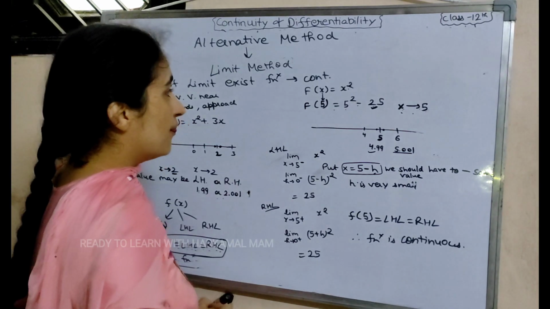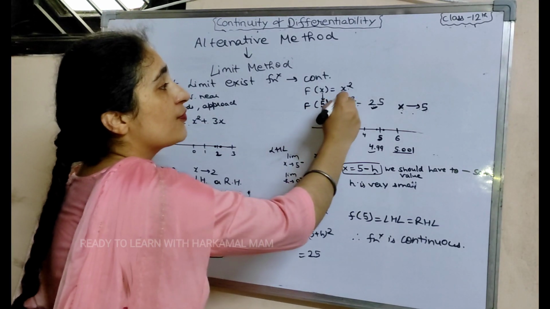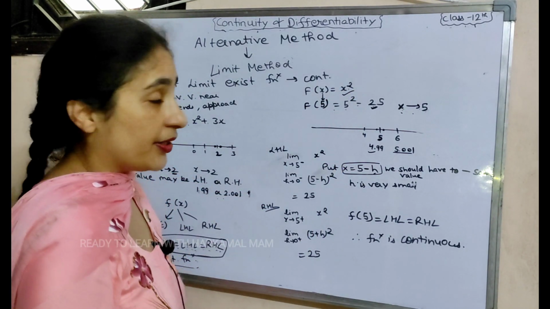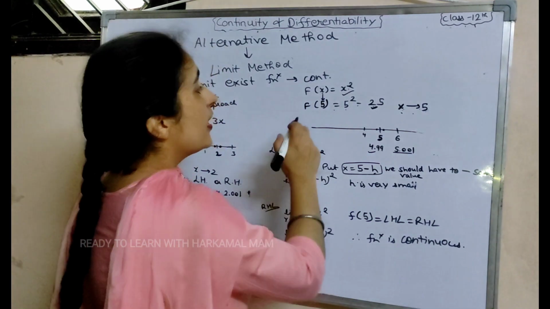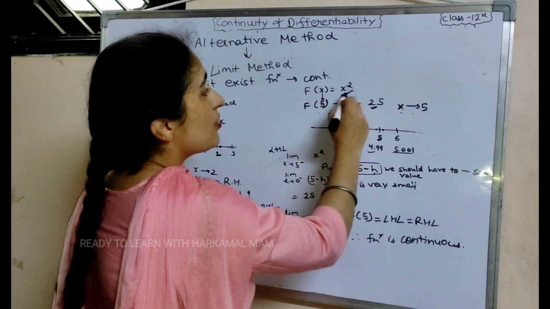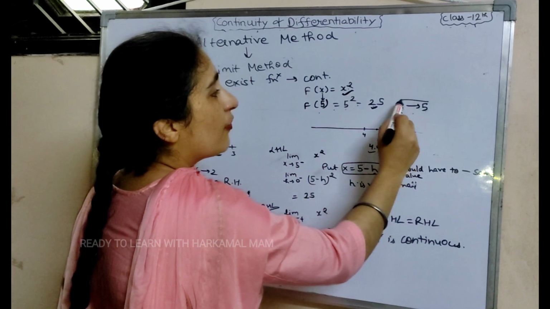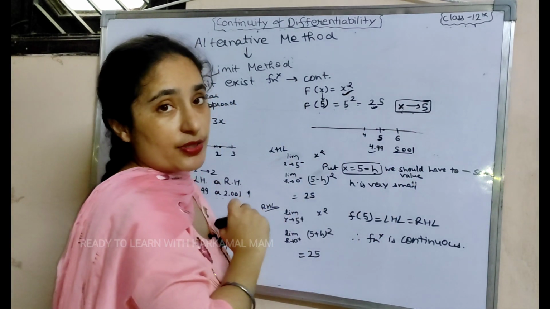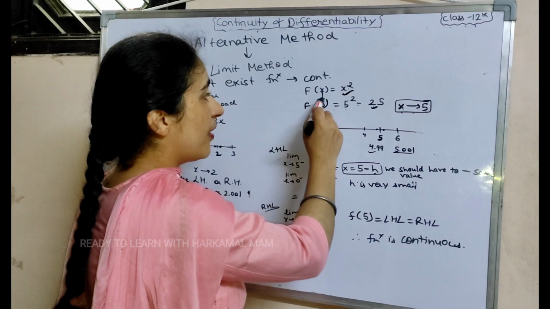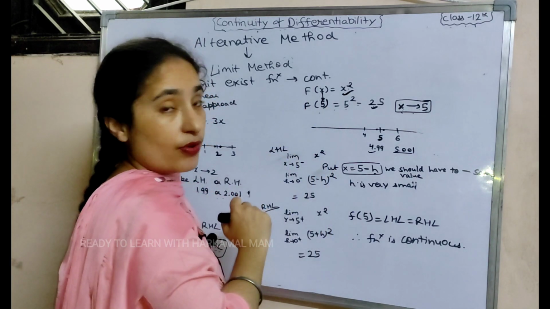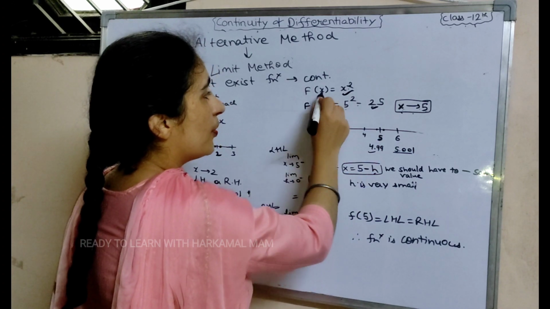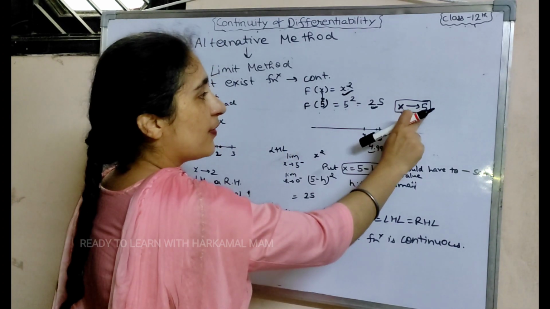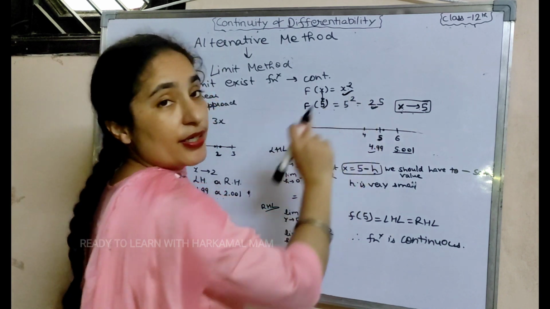So how do we check whether this function is continuous or discontinuous, without plotting the graph? Firstly, we directly put in the point where we check the continuity of the function, that is 5. Directly we put x equal to 5, and we get 25.